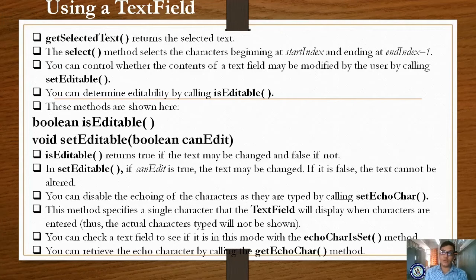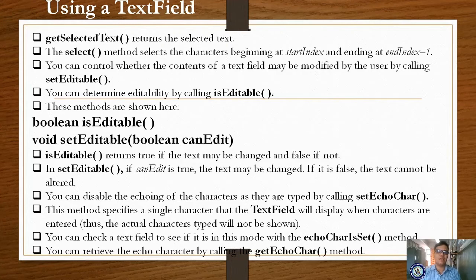You can also edit your text. Please observe, this method is very important. You will identify these methods in your lab programs. You can control whether the content of a text field may be modified by the user by calling setEditable. If you want to control modification of the content of the text field, you are supposed to call the setEditable method. You can determine editability by calling the isEditable method.